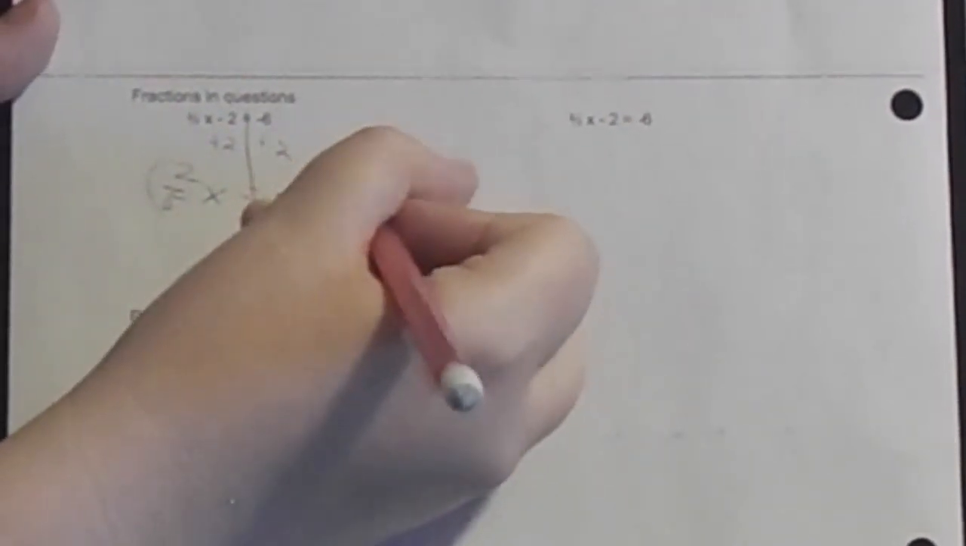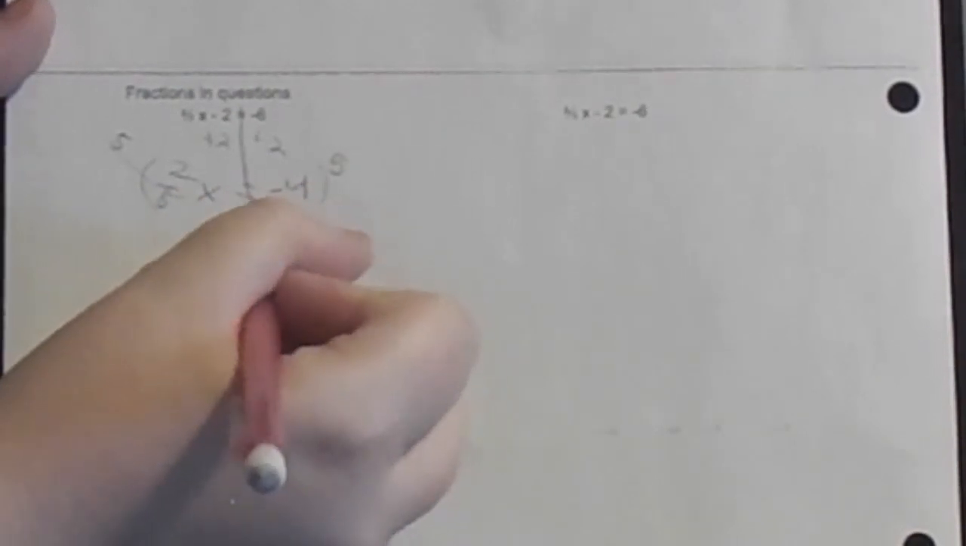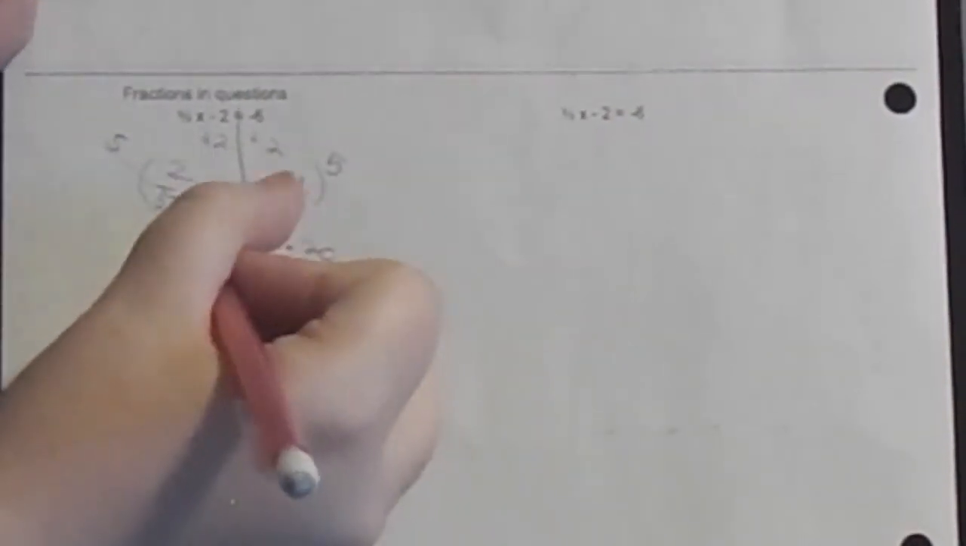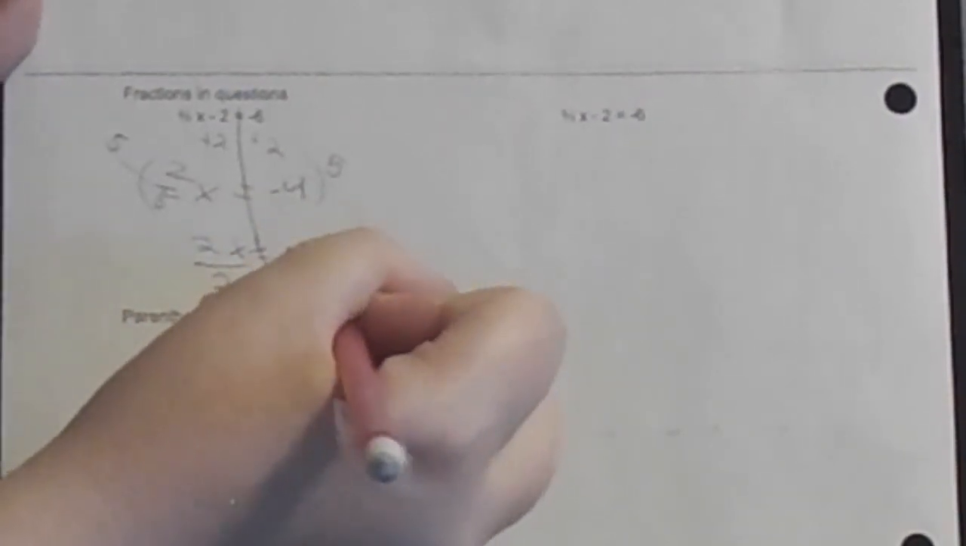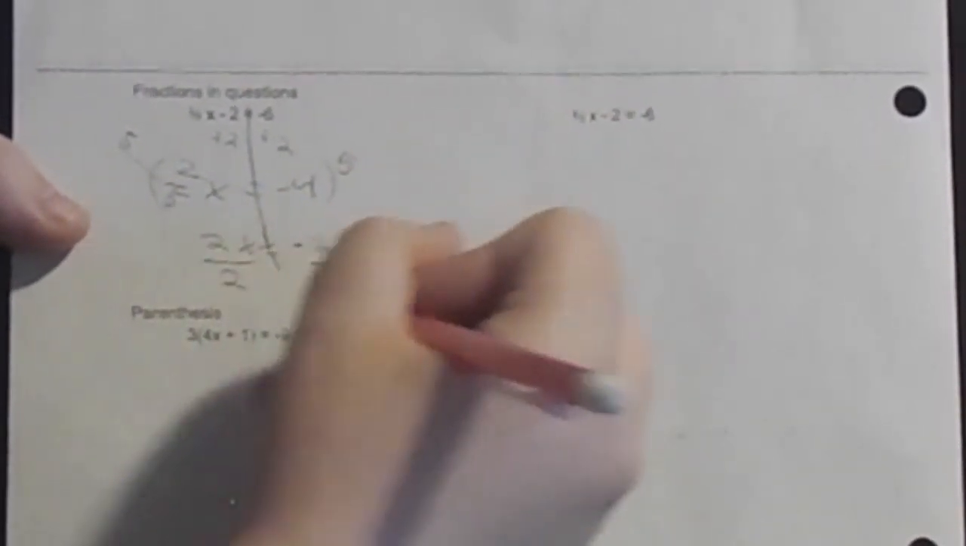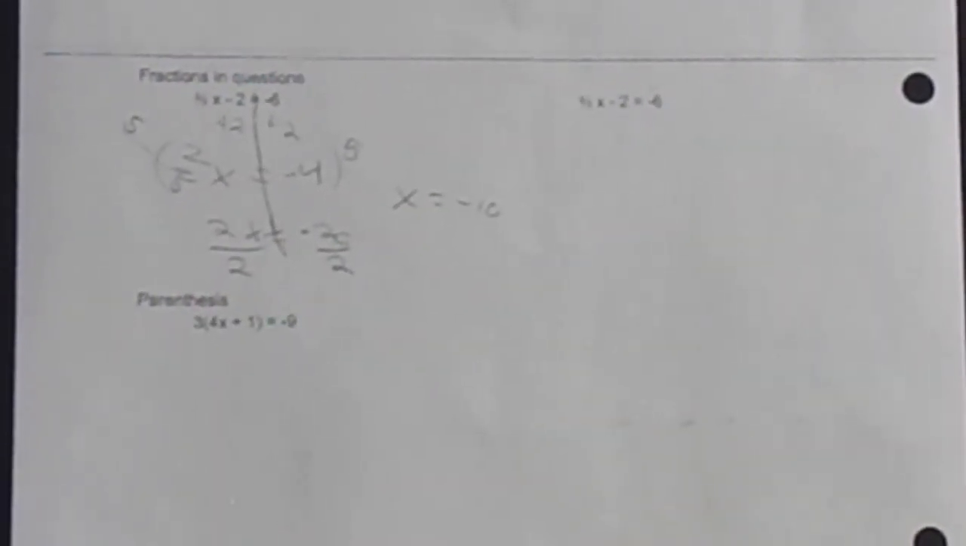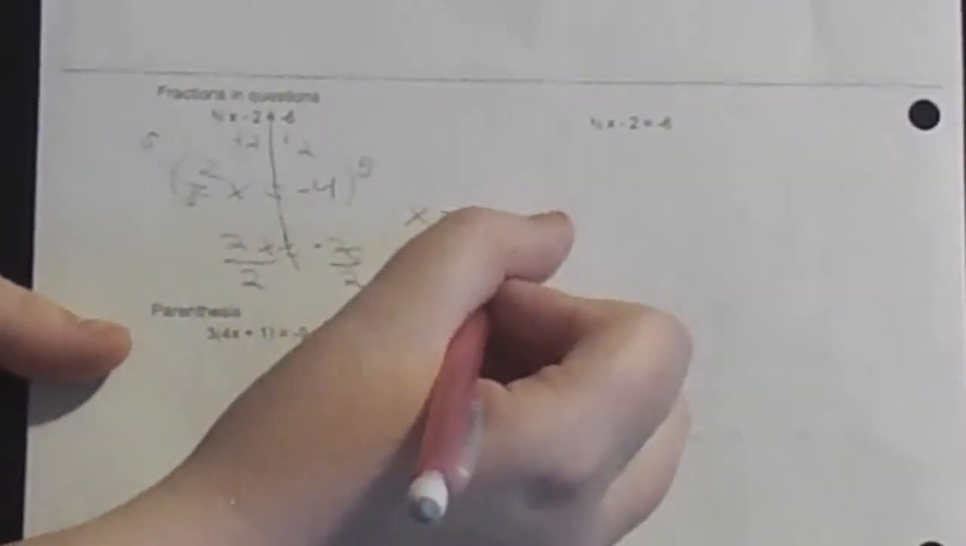Times both sides by the bottom, which is 5, to get rid of it. 5's cancel, so I'm left with 2 x's equaling negative 4 times 5, which is negative 20. Divide both sides by the 2 that's being multiplied to x, so that I get the answer that x is negative 10, because 20 divided by 2 is 10, and a negative divided by a positive is a negative. And that's one way to do it. However, there's another way to do it.